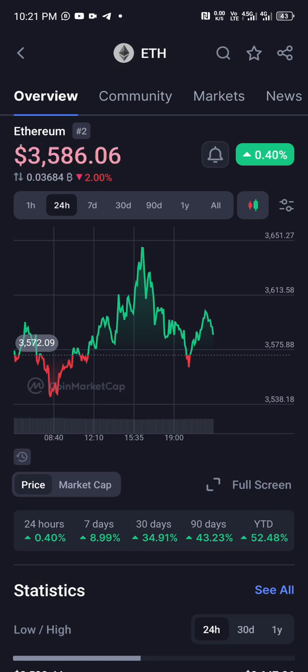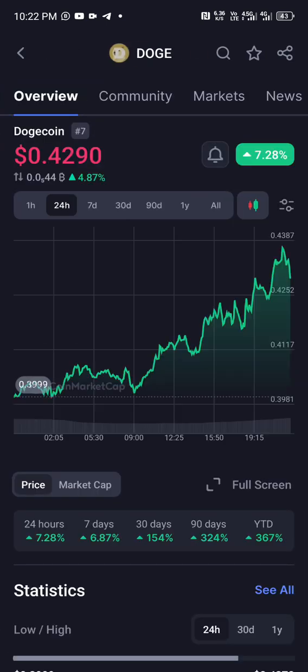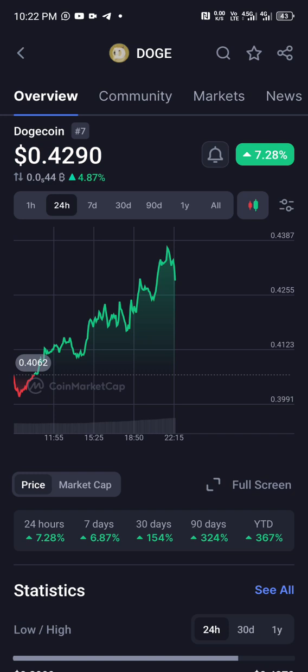Alright, so aside from this, we're going to look at Doge. You can see Doge is having over 7% green for the past 24 hours. This shows that Doge has been doing well and is still a good coin that you can invest in. I'll talk much about this Doge in my next class. Look at what Doge has been doing for the past 24 hours. It has been doing so well with over 7% green.